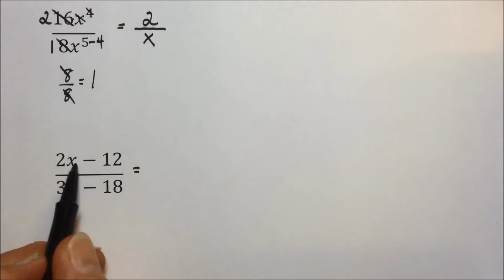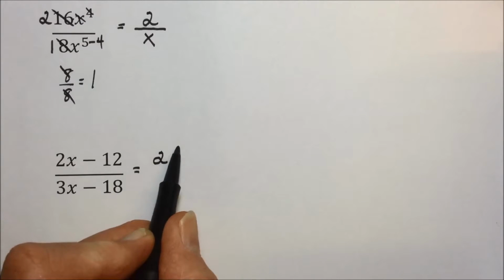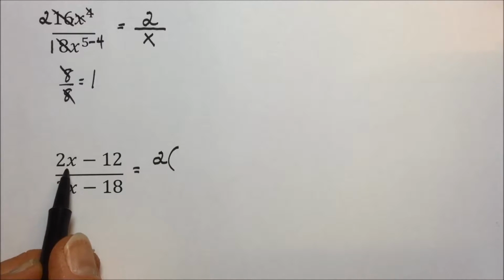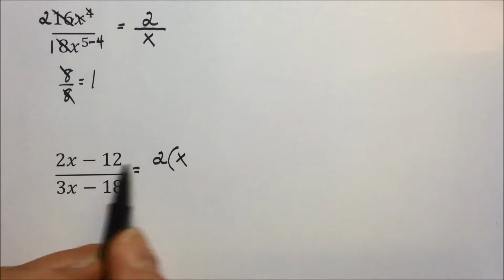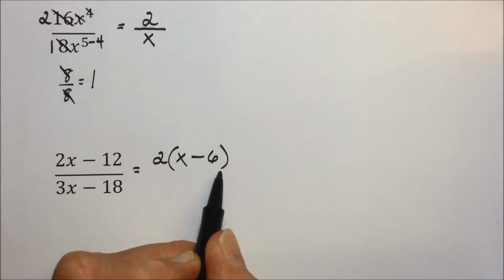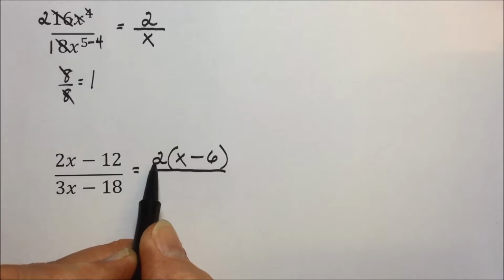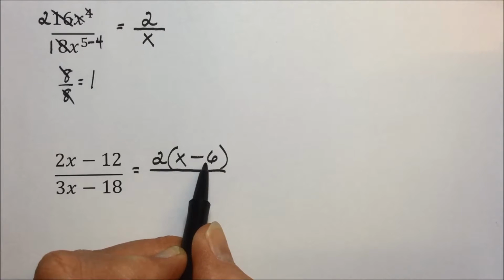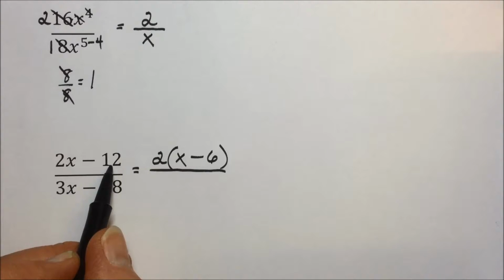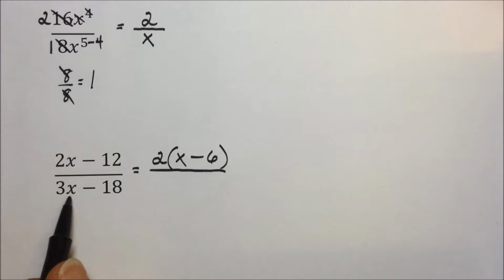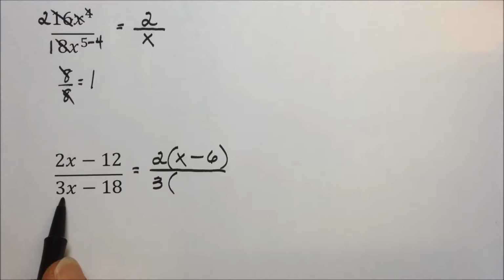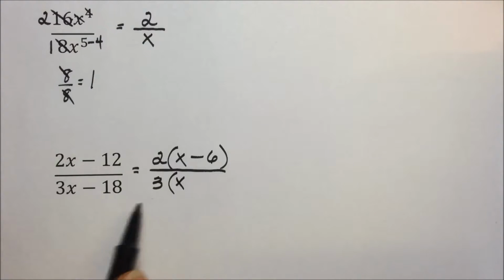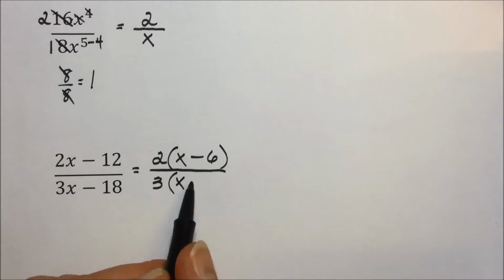So in the numerator, common between the two terms is a greatest common factor of 2. 2x divided by 2 leaves an x. Negative 12 divided by 2 leaves a negative 6. We now have a product of two things, a monomial and a binomial, that's equivalent to this original expression. Similarly, we'll factor the denominator. Greatest common factor is a 3. Dividing or factoring by a 3 leaves an x for the first term, and negative 18 divided by 3 leaves a negative 6.